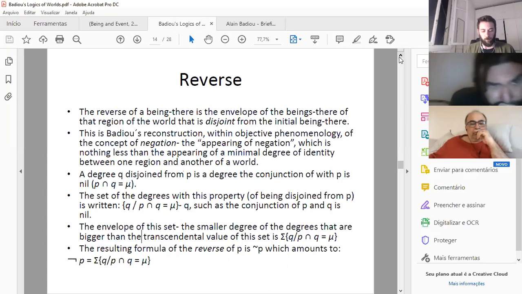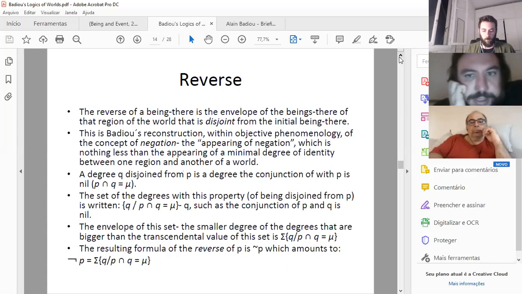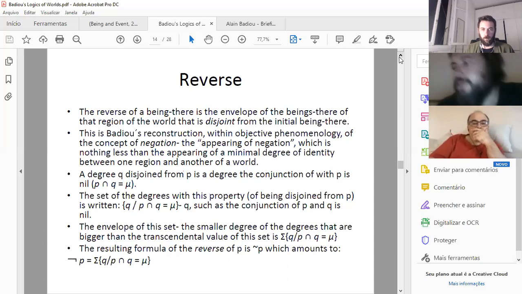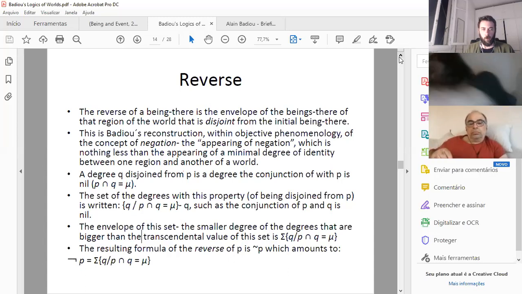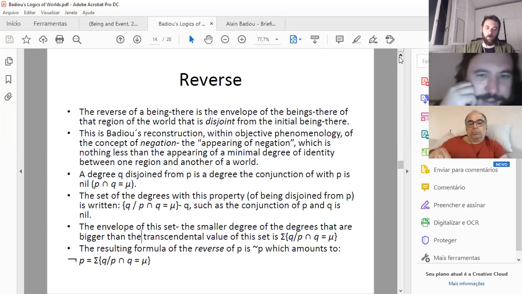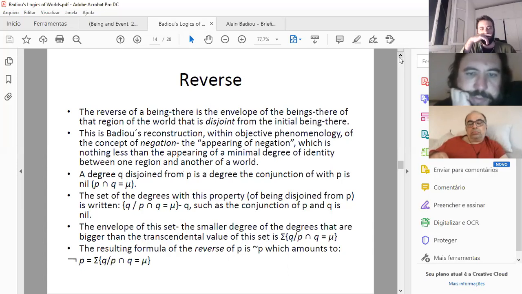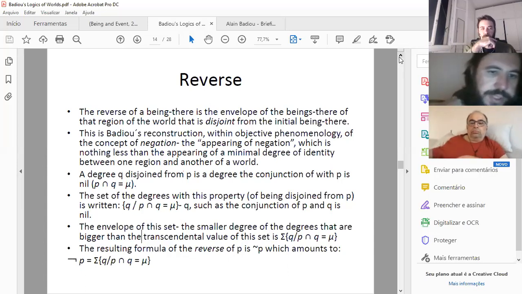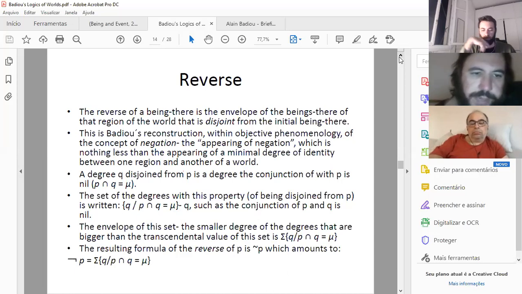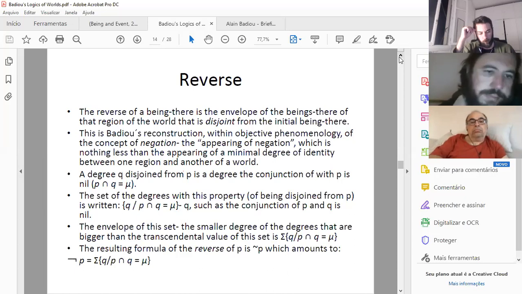The reverse of a being-there is the envelope of the beings-there of that region of the world that is disjoint from the initial being-there. This is by use, a reconstruction within objective phenomenology of the concept of negation, the appearing of negation, which is nothing less than the appearing of a minimal degree of identity between one region and another of a world. A degree Q disjoint from P is a degree whose conjunction with P is nil.